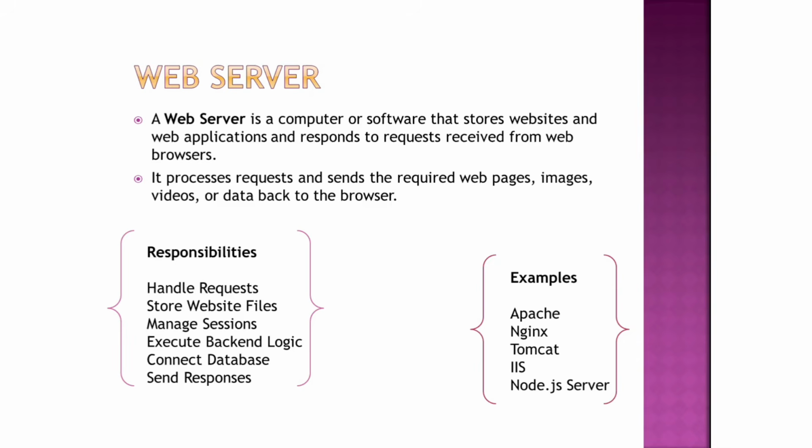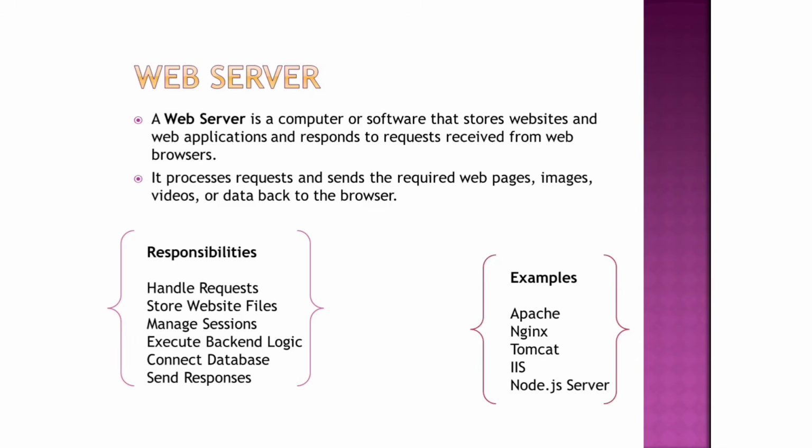The web server stores many types of files such as HTML files, CSS files, JavaScript files, images, videos, backend application code. Whenever the browser asks for the web page, the server finds these files and sends them back. A web server can handle requests from thousands or even millions of users simultaneously. For example, Google receives millions of requests every minute, and its web servers process all of them efficiently.